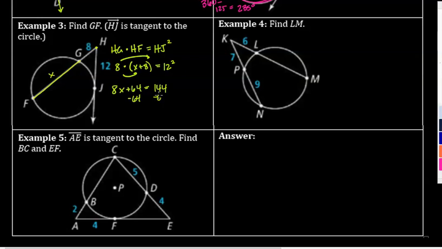And then if I subtract 64 from both sides, then it'll say 8x equals 80. And that leaves x to equal 10, and x was the value that I was trying to find, the length of GF. So that side is 10 units long.